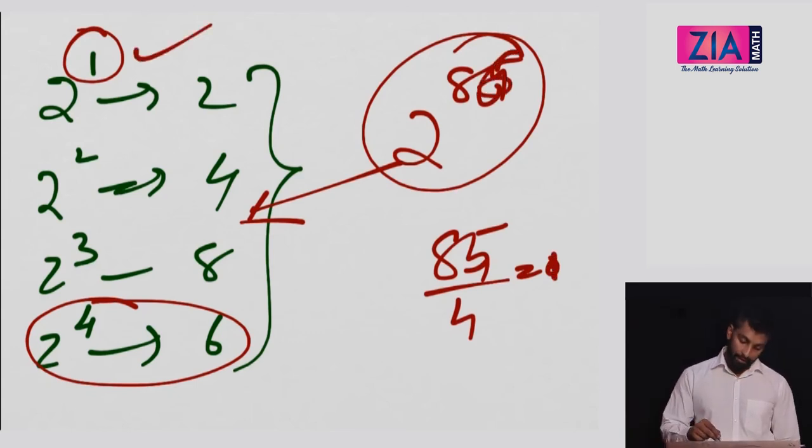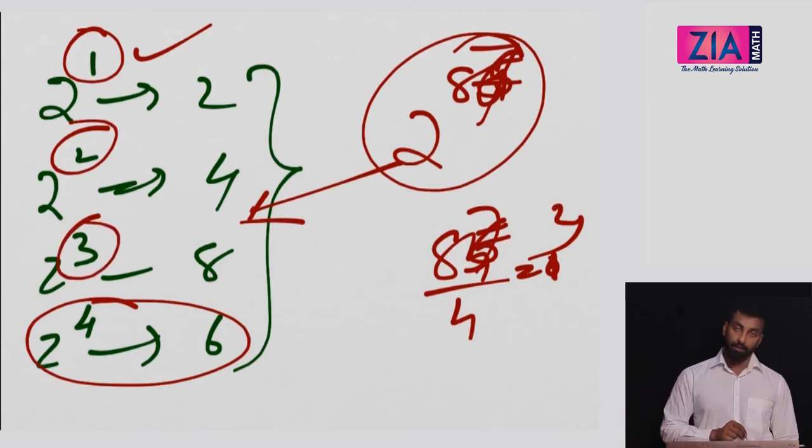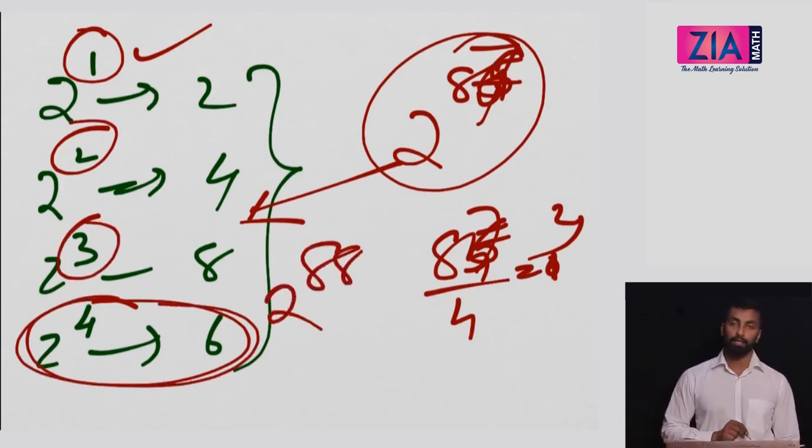If it was 86, remainder is 2, then it is 2 raised to 2. Last digit will be 2. Last digit will be 4. If it was 87, remainder will be 3, you will pick this. If it is 2 raised to 88, remainder will be 0, so you will take 2 raised to 4. So these are the 4 possibilities.